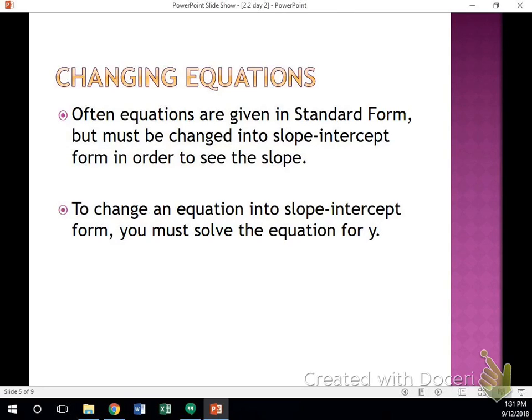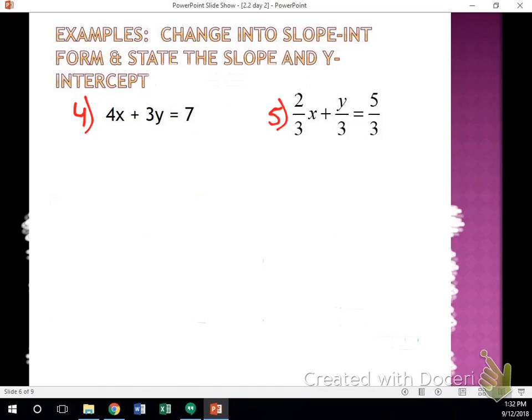Changing equations. Often equations are given in standard form, which we talked about yesterday, but must be changed into slope-intercept form in order to see the slope. To change an equation into slope-intercept form, solve the equation for y. In other words, get y by itself. Okay, on these we are going to change them into slope-intercept form, state the slope, state the y-intercept. Lots to do.